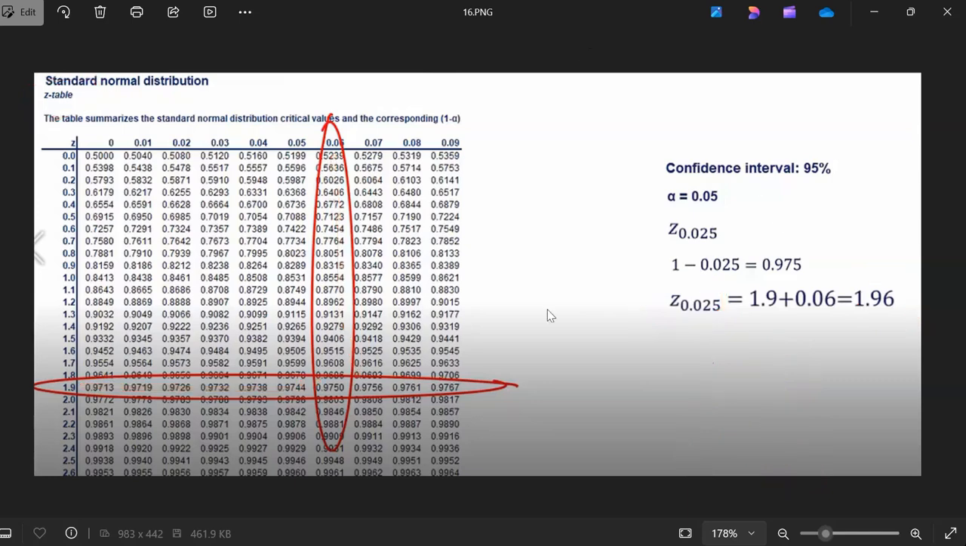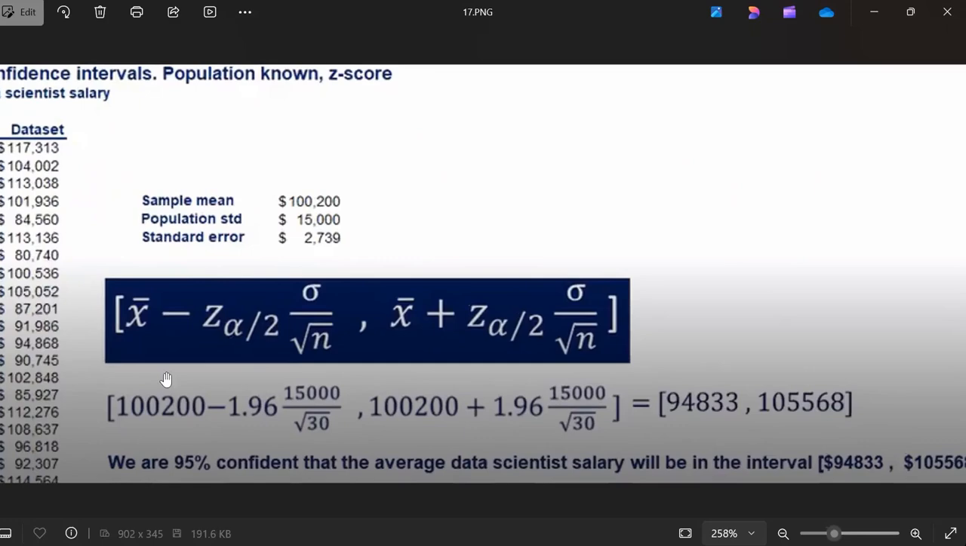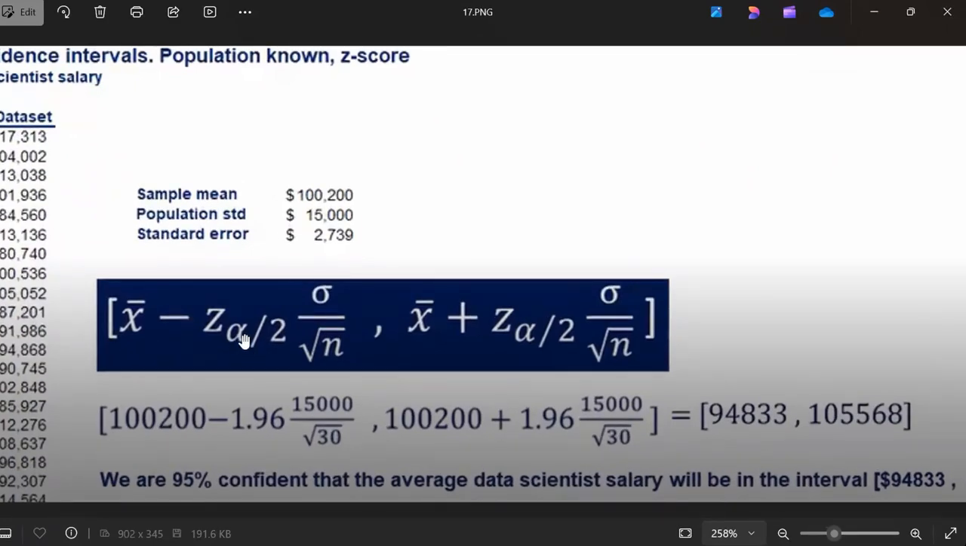Okay, now let's have a look at this. Let me solve it, then we come back. Now we got my answers. See, X bar 1 lakh, Z alpha by 2 is 1.96, standard error. Now when I solve it, I found the range 94,833 to 105,000. Guys, do you understand? So these are the random people giving the salary of a data scientist, or not?